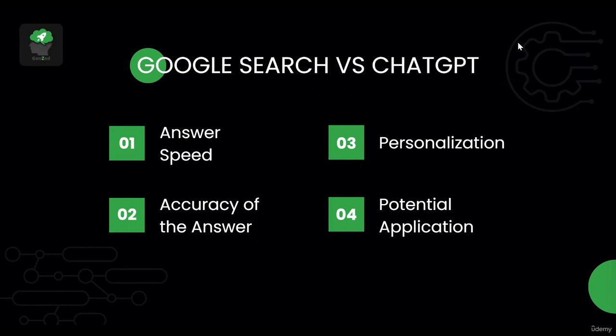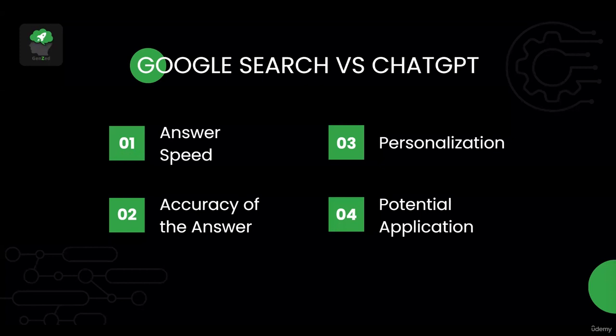Let's take a closer look at some of the factors that are important to users that are using the search engine. First, we have speed of answer. When we're looking for information online, we want it to be fast. Google Search is known for its lightning speed results, and for good reasons. The search engine has been optimized over many years to provide the most relevant results as quickly as possible. However, ChatGPT is not far behind. Thanks to its advanced machine learning algorithms, it can quickly analyze your query and provide you with accurate results in record time.